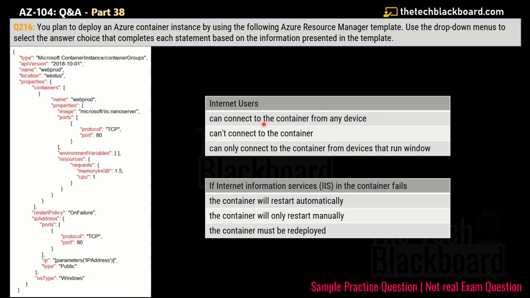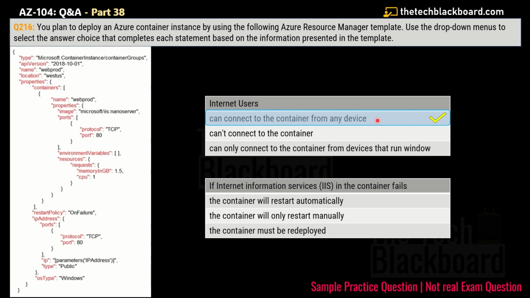So coming to the first drop-down menu, here it says internet users, and the options given are can connect to the container from any device. Option B, cannot connect to the container, and option C, can only connect to the containers from devices that run on Windows. So you understand that we are talking about the OS type given in the ARM template, that is Windows. And yes, very understandably, this is the correct answer, that we can only connect to the containers from the devices that run on Windows. Is that what you thought? No, that is wrong. The correct answer for this drop-down menu is this first one, that we can connect to the container from any device.